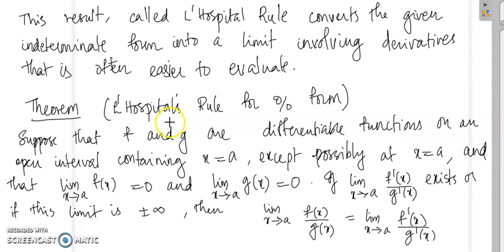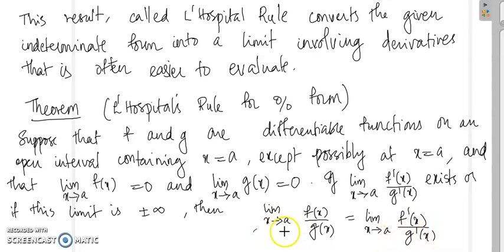The L'Hospital rule for 0 by 0 form states that if f and g are differentiable functions on an open interval containing a, except possibly at x equal to a, where the function may or may not be defined, and limit x tends to a, f of x is 0, and limit x tends to a, g of x is equal to 0, and if limit x tends to a, f dash of x by g dash of x exists, or if it is infinity or minus infinity, then L'Hospital rule states that limit x tends to a, f of x by g of x will be equal to limit x tends to a, f dash of x by g dash of x.